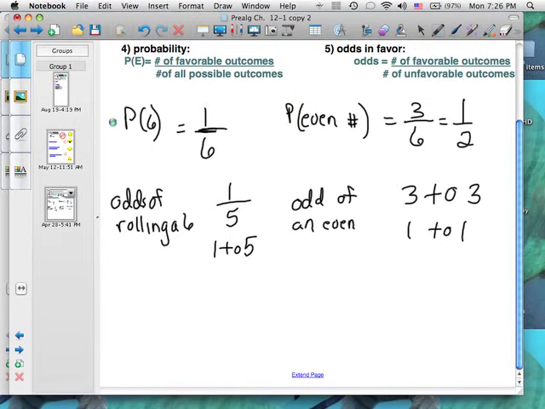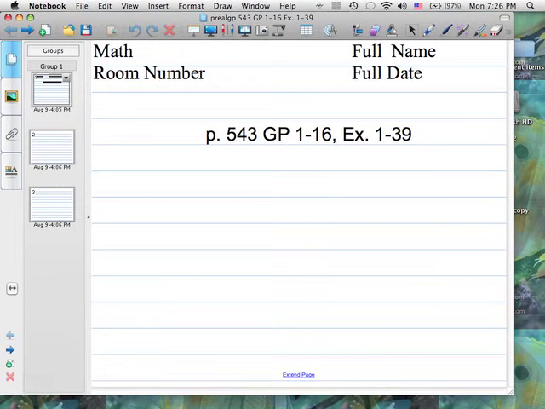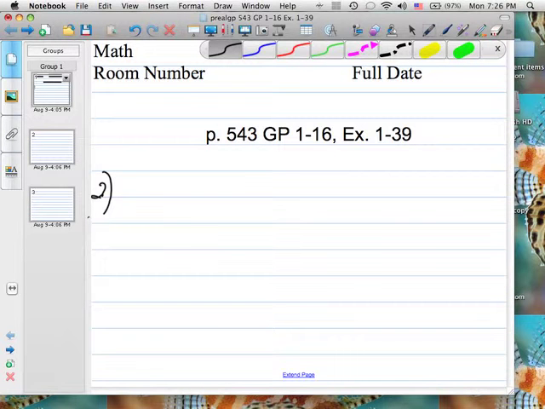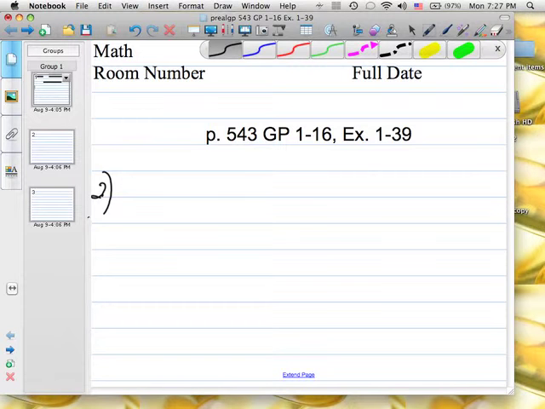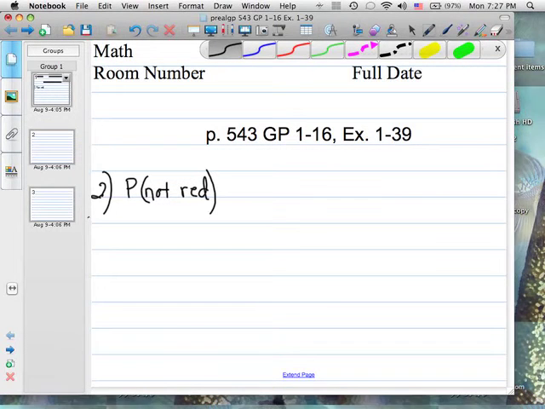You need to get a piece of paper headed, and we're going to be doing the evens on 543, starting with the guided practice, which is actually on 542. So we're starting with number 2. Write each expression in symbols. The probability that this spinner lands on a color that is not red. So P stands for probability. The event is not red. And it equals 1/2.